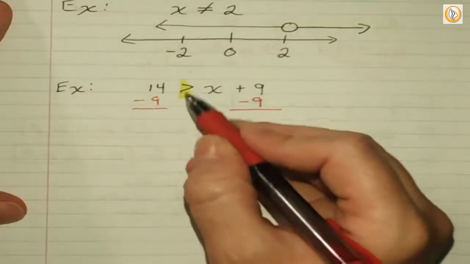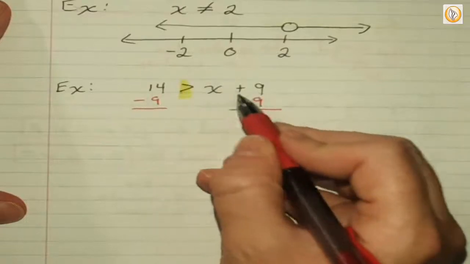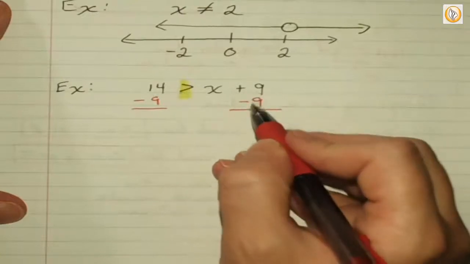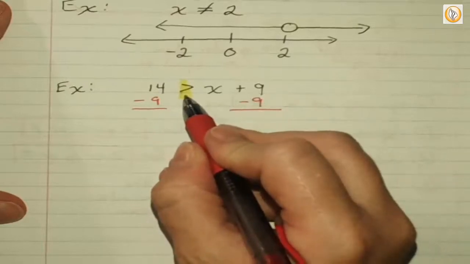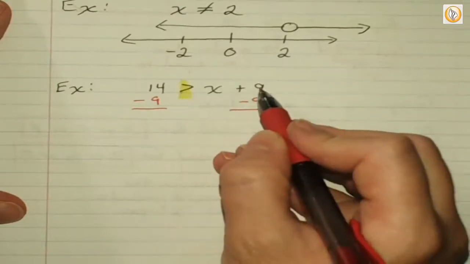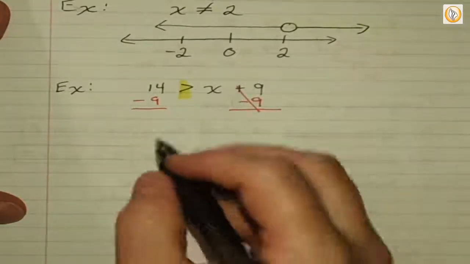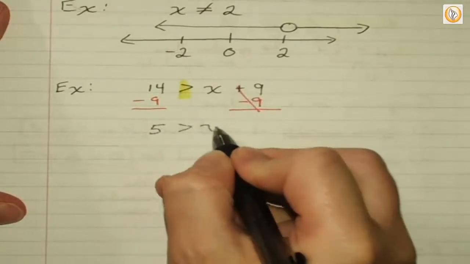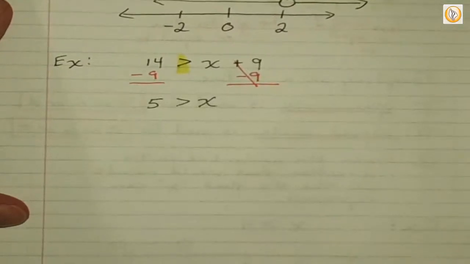We treat this like an equal sign. When we move numbers and letters across the equal sign or the inequality sign, we have to perform the opposite, okay? Even if it's an inequality, we still treat it the same. So this is plus 9, so we're going to do the opposite. 14 minus 9 is? 5. So 5 is greater than x.